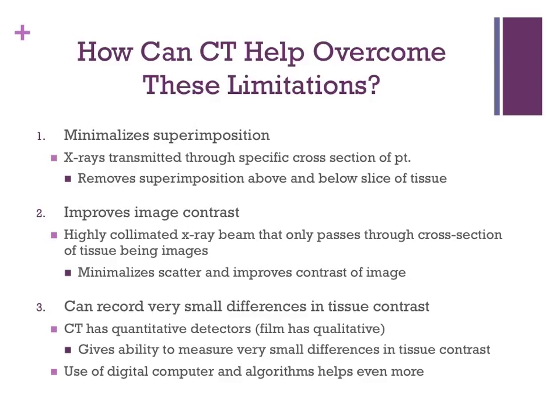When the X-ray beam passes through the patient, it strikes special electronic detectors positioned opposite the X-ray tube. These detectors are quantitative and can measure very small differences in tissue contrast, whereas the film screen detectors cannot, since they are only qualitative. Additionally, the analog signals from the electronic detectors are first converted into digital data and are then processed by a digital computer that uses special algorithms to reconstruct an image of the cross-section of anatomy.